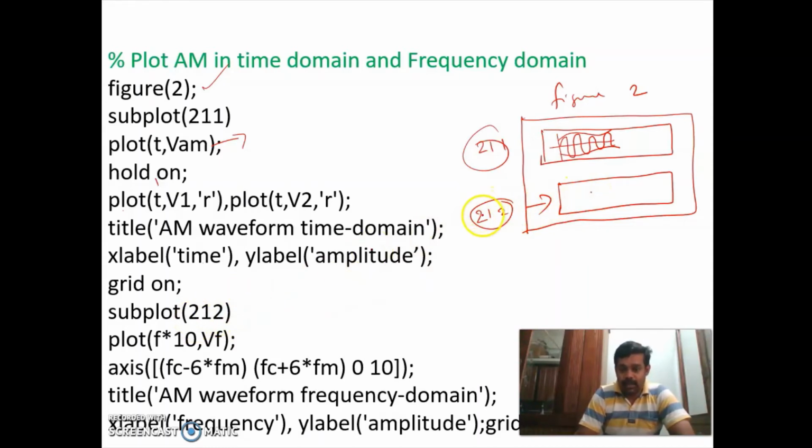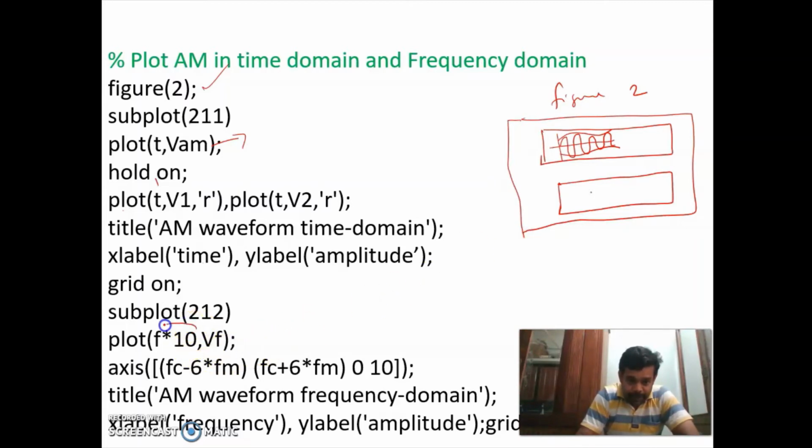Then, so for the spectrum, your x-axis is nothing but frequency. Okay. So x-axis is frequency. So we have multiplied the frequency by 10. Plot f into 10 is nothing but your x-axis frequency, and y-axis you are having your VF. Already we have taken the absolute value of your FFT. FFT will be giving the frequency information. Okay. So plot f into 10 comma VF. It will plot the spectrum.